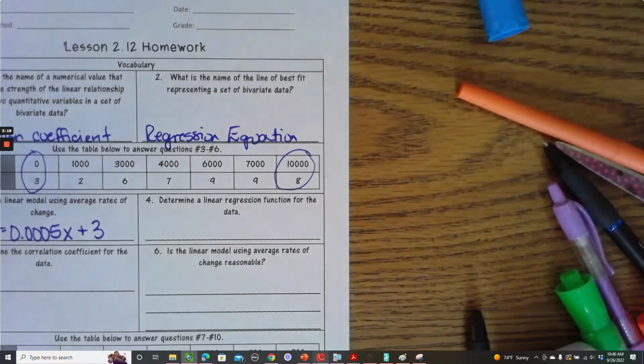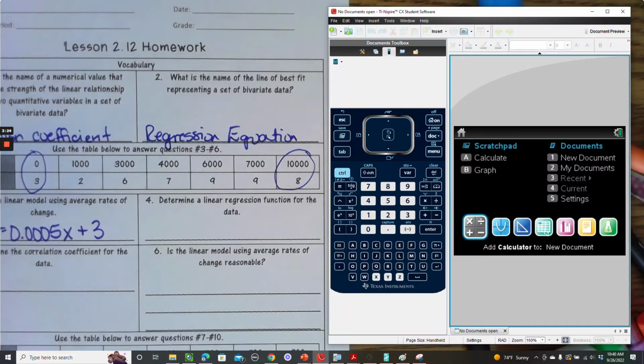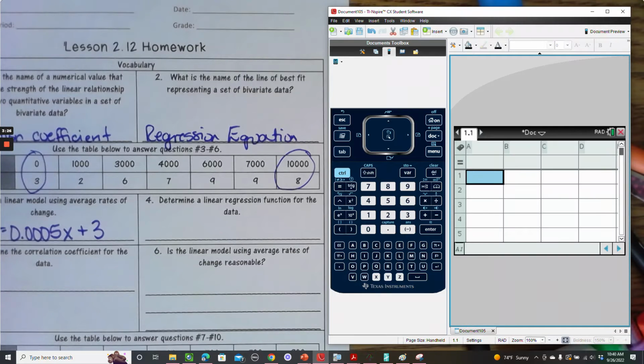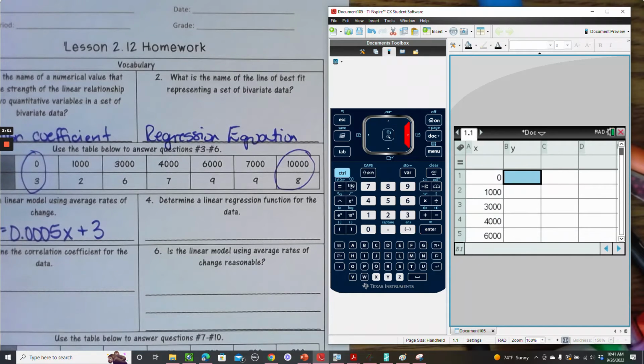All right. In my calculator, I'm going to clear everything out. I'm going to do the data, list and spreadsheets. It's the same calculator you have, but it's the software for it. Row A, I type an X. Row B, I type a Y. I type the X's. It's the little green table looking one. All right, and then I type the Y's.